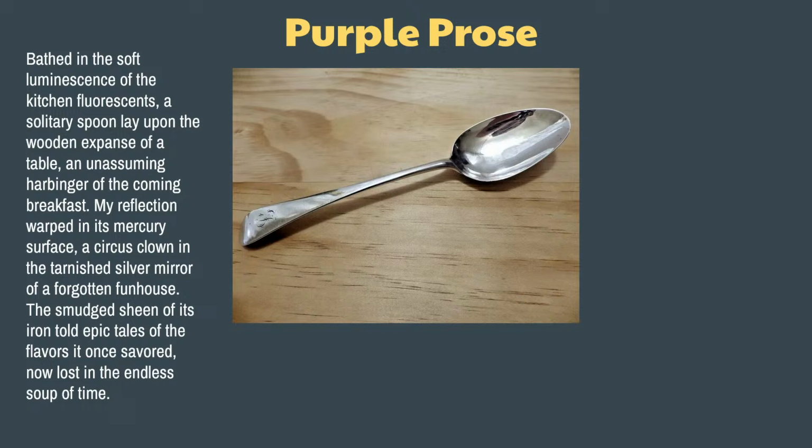Bathed in the soft luminescence of the kitchen fluorescence, a solitary spoon lay on the wooden expanse of a table, an unassuming harbinger of the coming breakfast. My reflection warped in its mercury surface, a circus clown in the tarnished silver mirror of a forgotten funhouse. The smudged sheen of its iron told epic tales of the flavors it once savored, now lost in the endless soup of time.